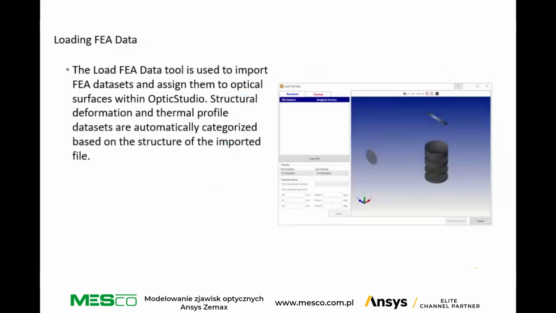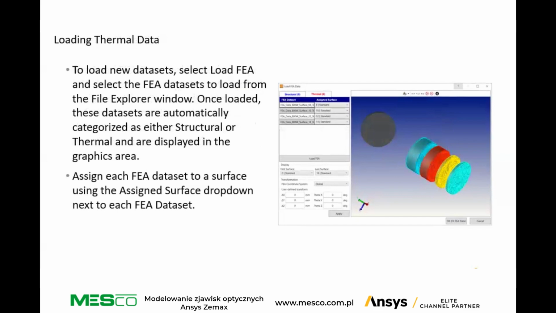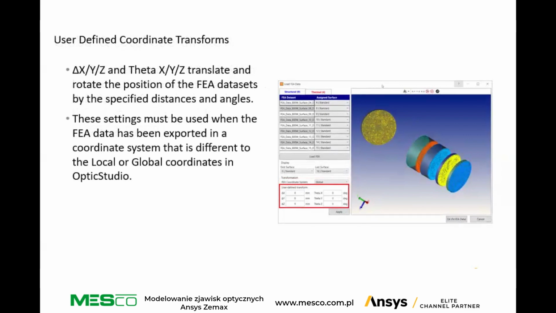We see here how to load FEA data and how to assign each data set to the surface with the drop-down menu. Same for thermal, and as I said before, take into account the global and local coordinate system. If needed, you can move or change this system with this menu here.